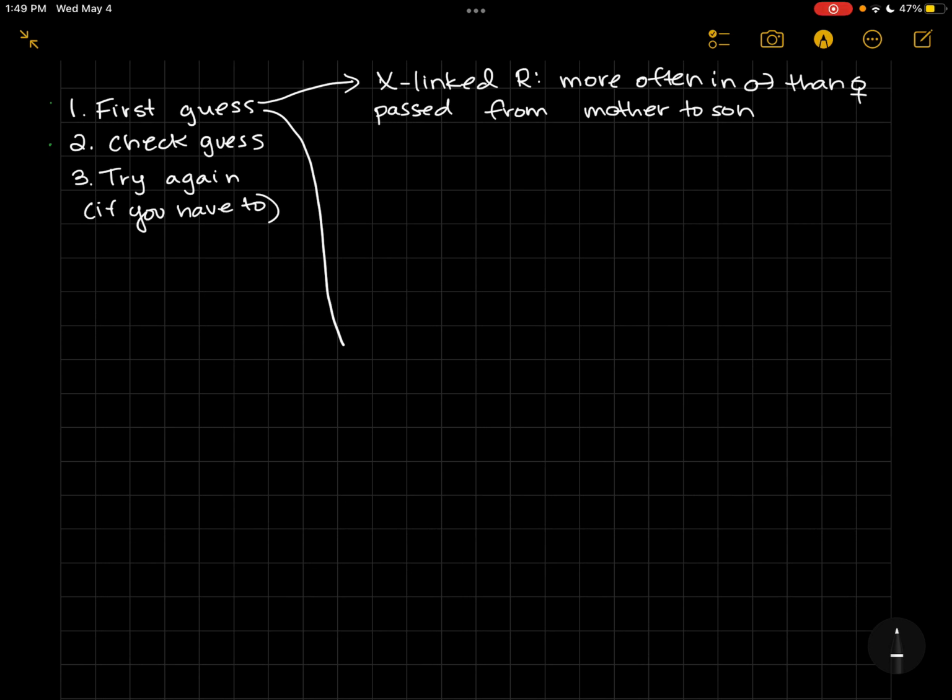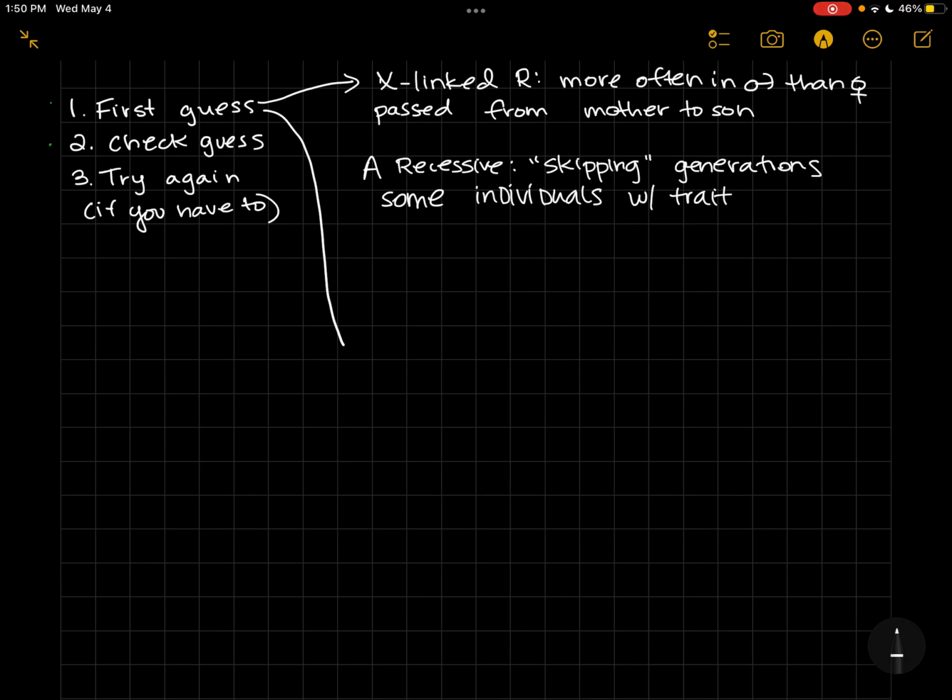All right. What about for a recessive? So autosomal recessive. For these, you're going to see them skipping generations sometimes, unless they're very common. And in particular, you're going to see that some individuals that have the trait will have parents that don't have the trait. And this is something we're not going to see with dominant.